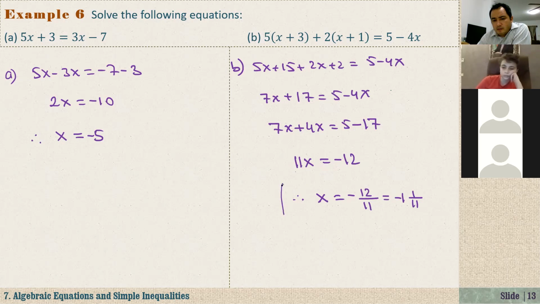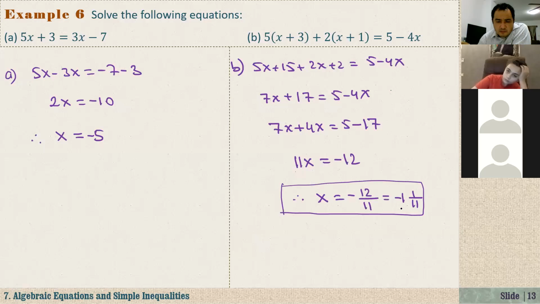I kind of didn't understand why you did a fraction. Okay, but what do you mean negative? You mean negative 1 and 1 over 11? No, I want to say just negative 1. Because here 11, negative 12, right? The answer is if you divide both sides by 11, negative 12 over 11. That's an improper fraction. Let's change this into a mixed number. So that's minus 1 and 1 over 11.